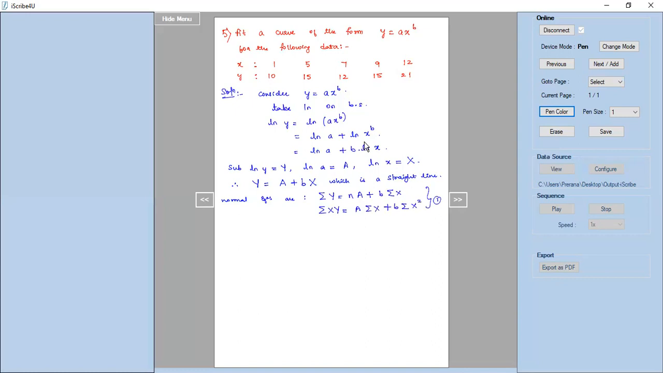Later we will substitute all the summations into these normal equations, which will help us to find out capital A and small b, which are the constants involved here.